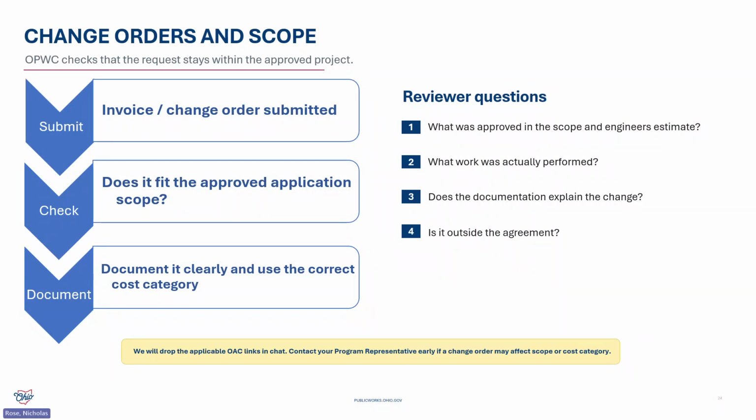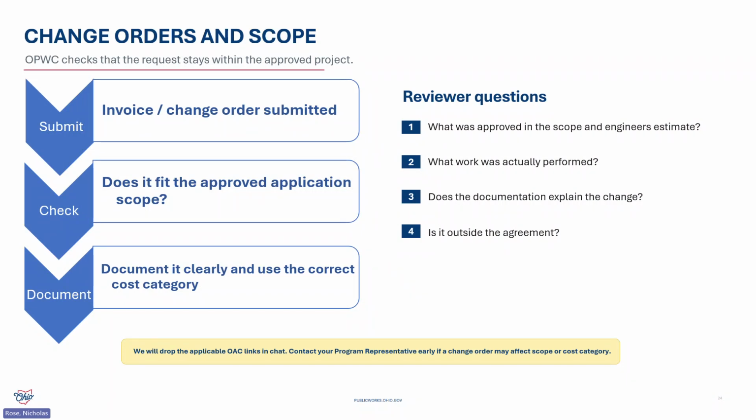Cool. All right. So moving forward, change orders and scope. A change order is not typically an issue. The question is whether the cost still fits the project that was approved by the district and OPWC. When we see a change order, we're comparing it to the approved application scope, the engineer's estimate, and the project agreement. We want to understand what changed, why it changed, what work was actually performed, and how it relates to the approved project.